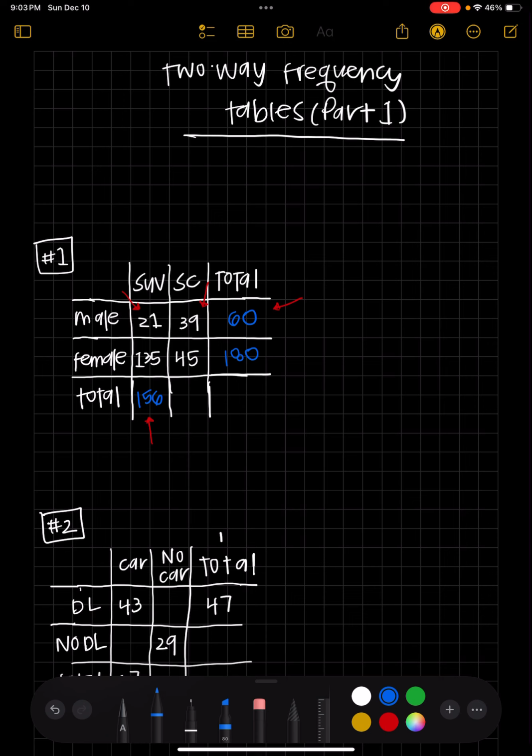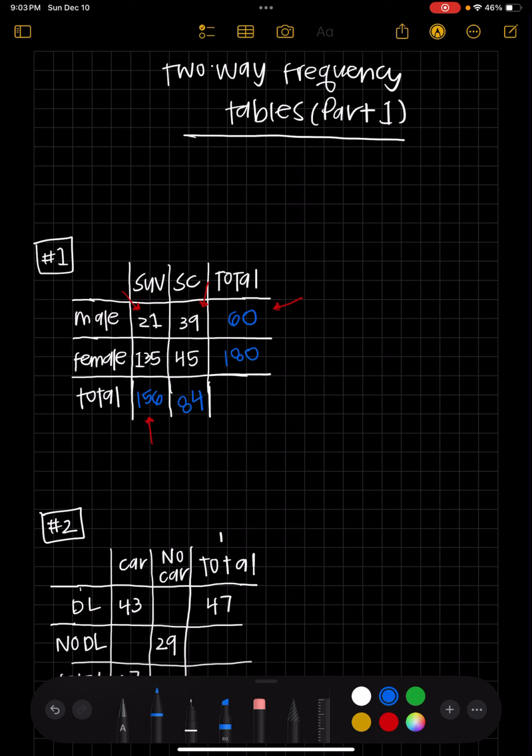And then the same thing goes for the sports car. So to find the total amount of people who want a sports car, I'm going to do 39 because there were 39 males and 45 because there were 45 females that wanted a sports car. When I add those two things together, I get 84. So there was a total of 84 people, male and female, that wanted sports cars.